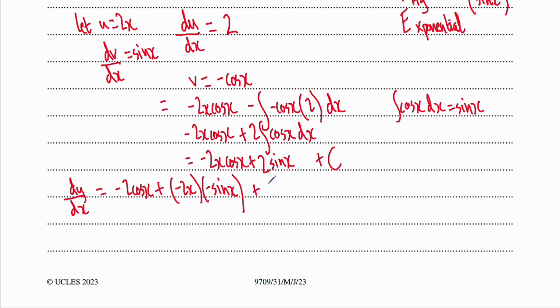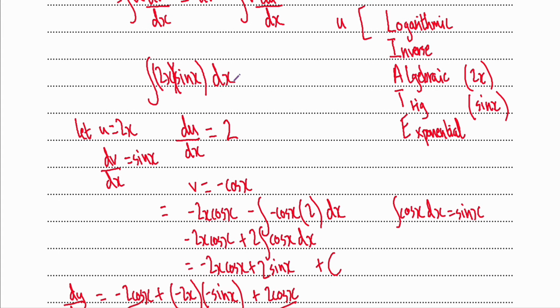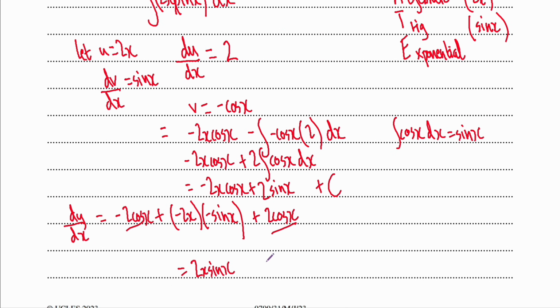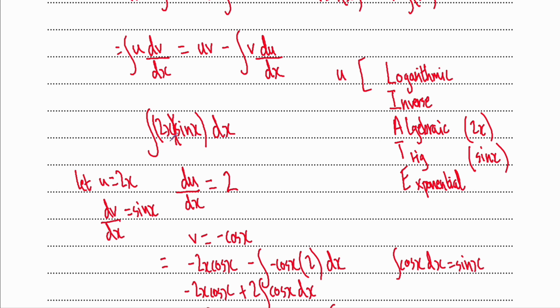Plus 2 times the derivative of sine of x is cosine of x. You can see this and this will cancel each other out, and the negative will make a positive, so you'll be left with 2x sine of x, and that is what we started with. We started with the integral of 2x times sine of x dx, and that's exactly what we ended up getting. So you can see that integration by parts helped us to integrate a product of two functions, one of which is actually the derivative of another function.